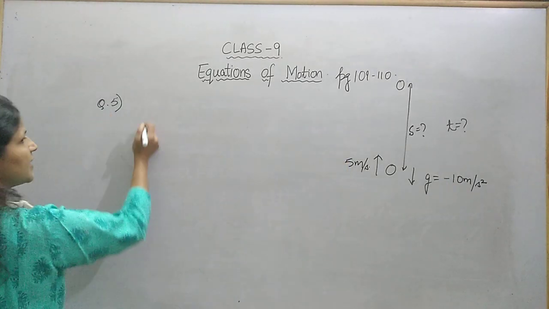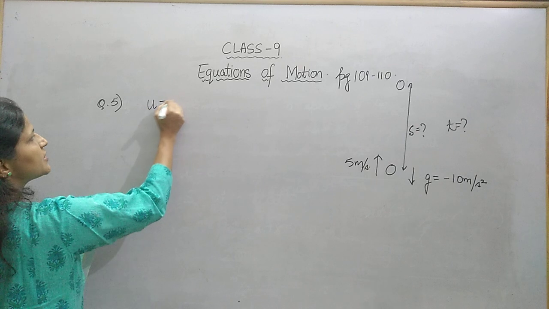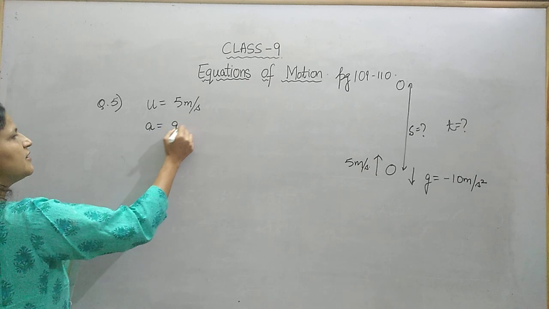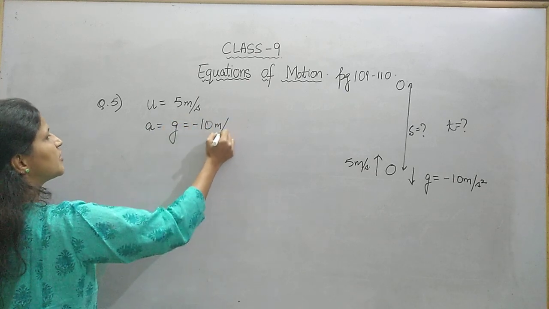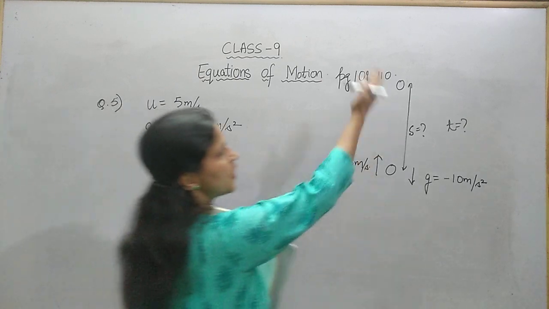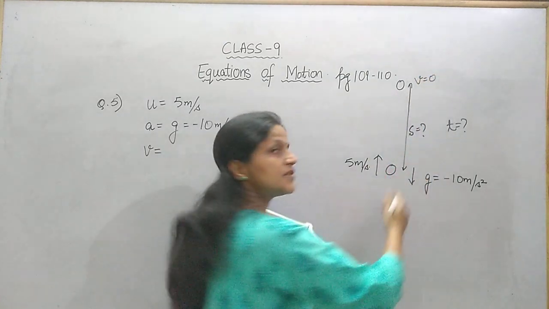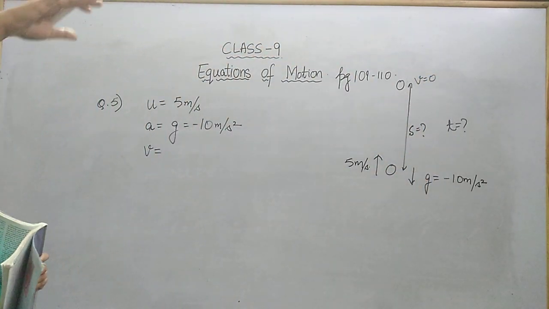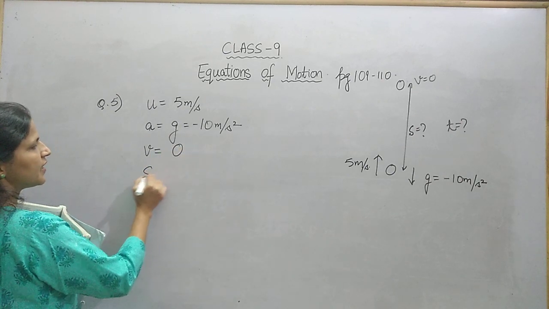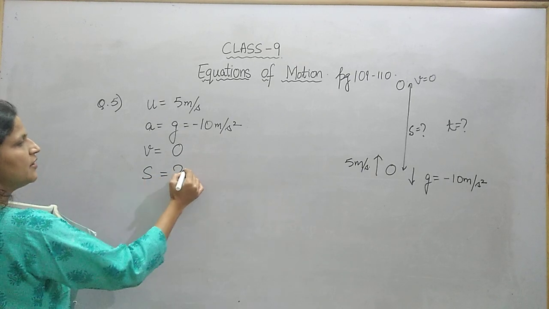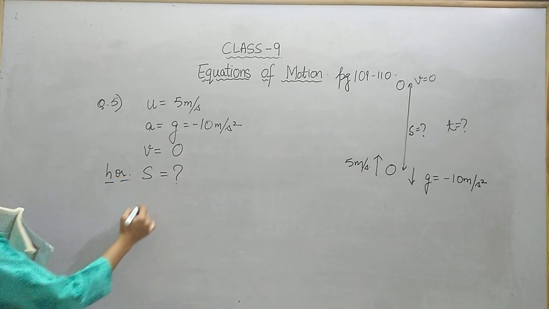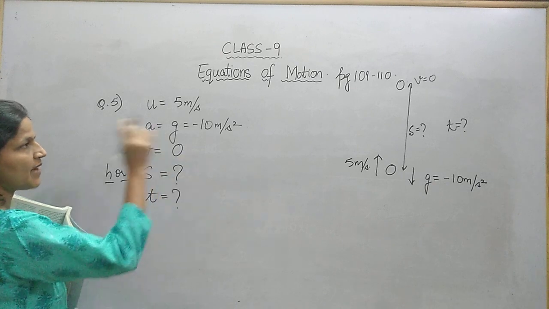So what all variables are given here? We are provided with the initial velocity which is 5 meter per second. The acceleration in this case is g, which is minus 10 meter per second square because it is opposite to the direction of motion. Final velocity at the highest point when the body reaches, its velocity becomes 0 because after reaching the highest point, it starts coming down. So velocity at the highest point will be 0. We are required to find out the distance travelled by the body or the height. Height means the distance in this case, and we have to find out the time taken to reach the maximum height.